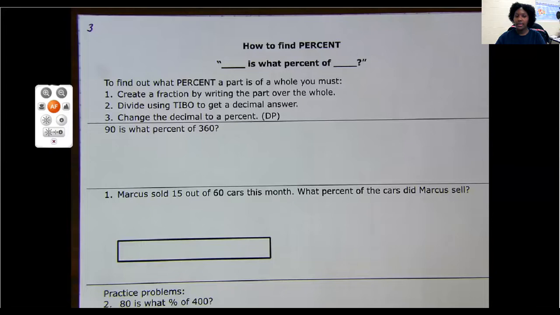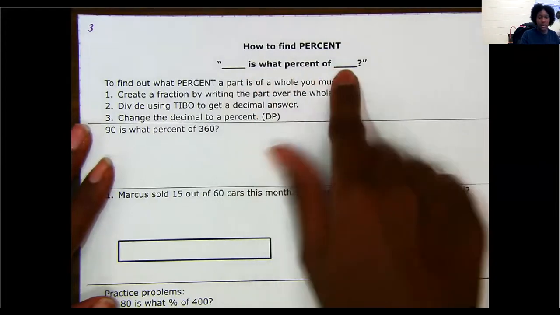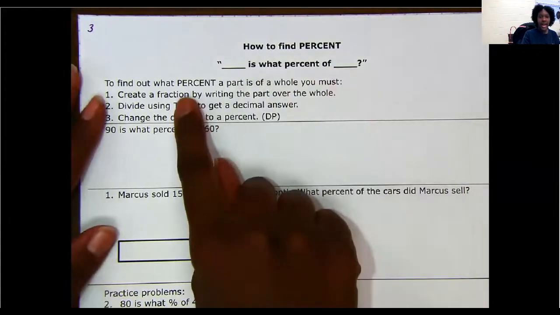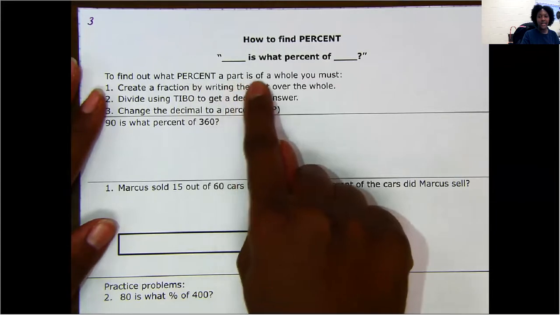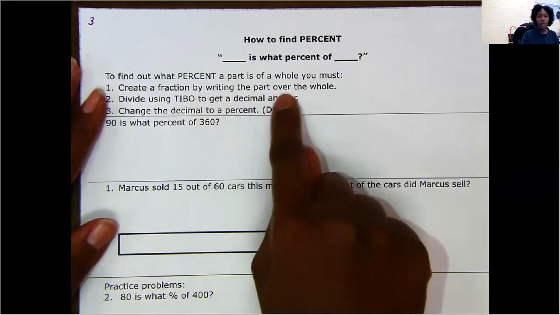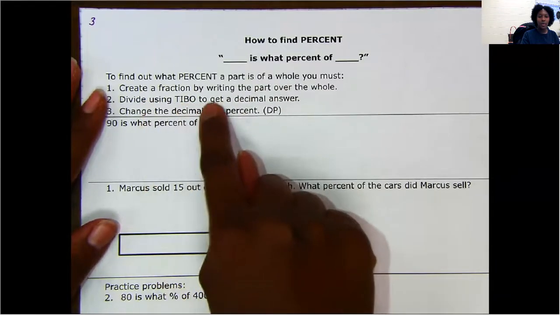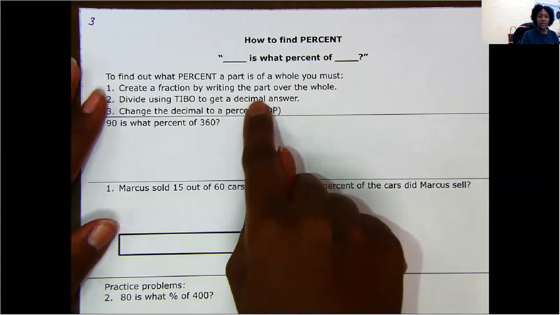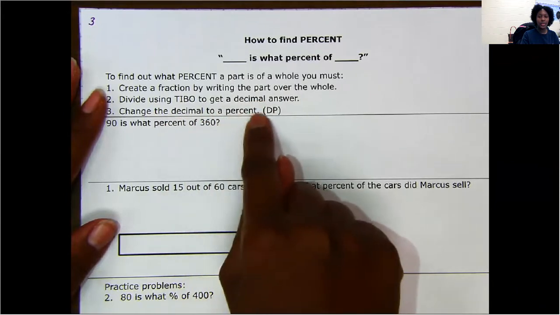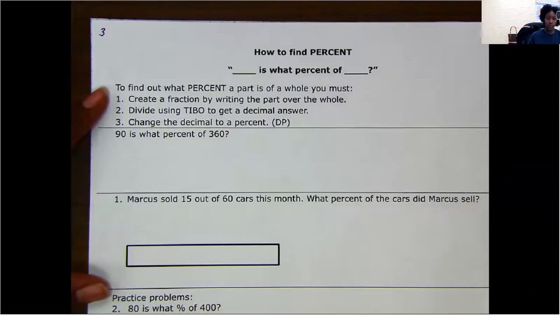Okay, ladies and gentlemen, let's get started with our notes for today. How to find the percent. Blank is what percent of blank. To find out what percent a part is of a whole, you must create a fraction by writing the part over the whole. Then dividing using Tae-Bo to get a decimal answer. Then you're going to change your decimal to a percent by using Dr. Pepper. Sounds like a lot of steps, but once I show you what we're doing, you'll realize that it's not that bad.